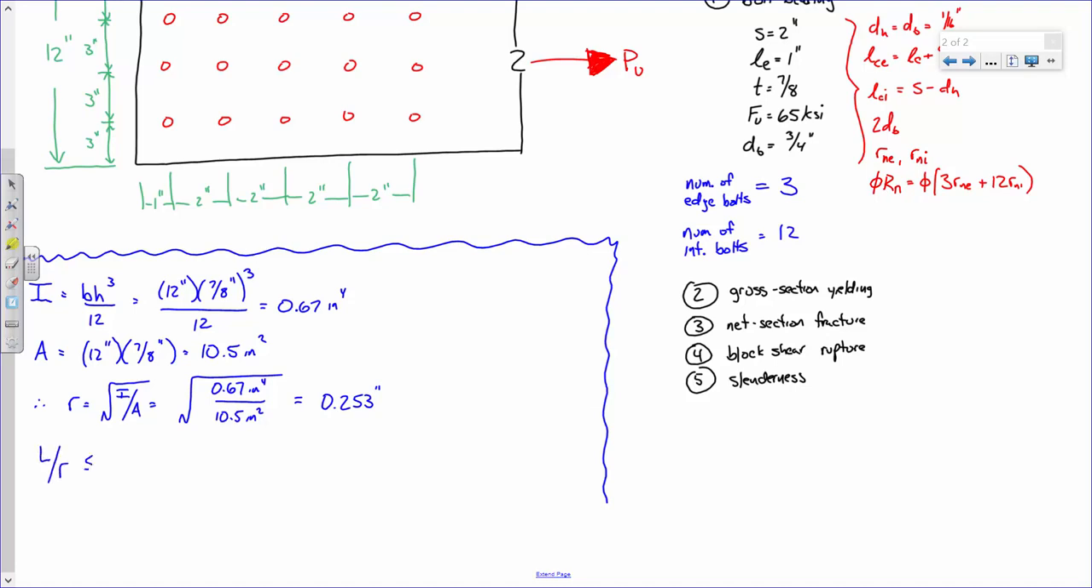L over r has to be less than or equal to 300, then L has to be less than or equal to 300 r. L max is 300 r.